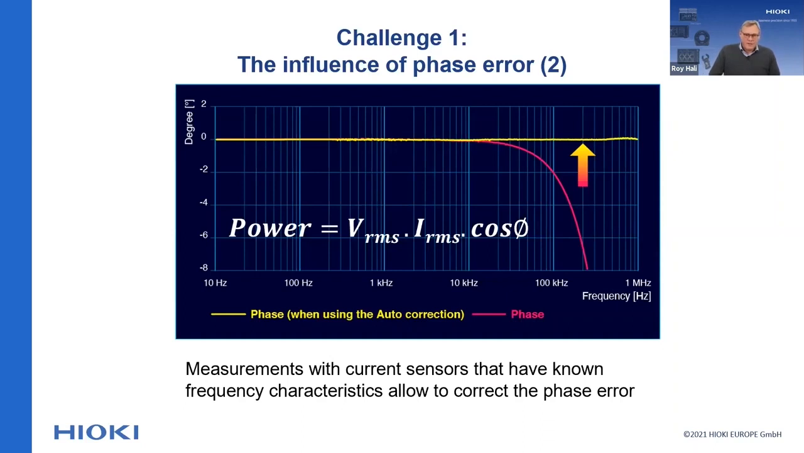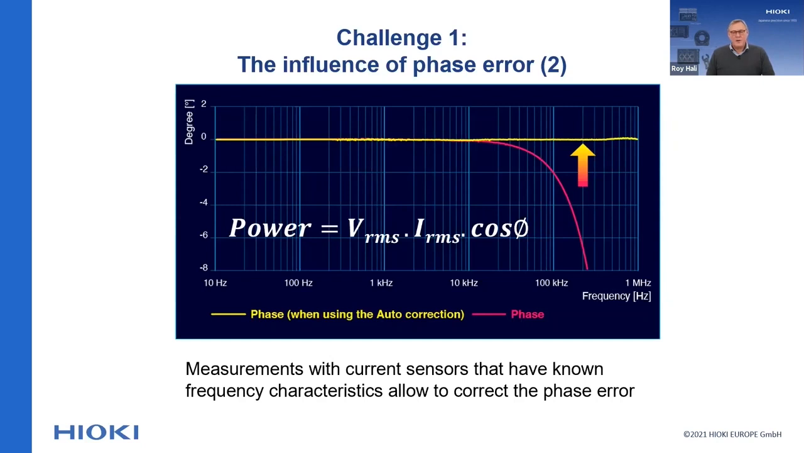The red curve shows that there is a noticeable phase error at frequencies higher than 10 kHz. Your conclusion probably is that this current sensor is not suitable for high-frequency power measurement. But that is not the case. Let me explain to you why.